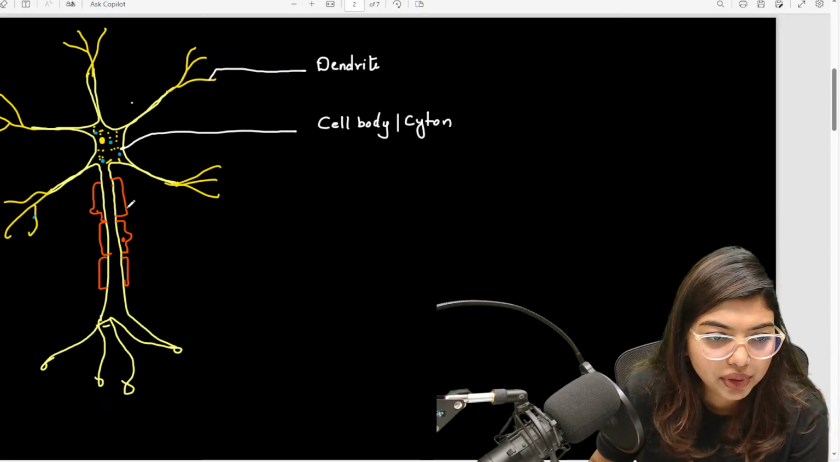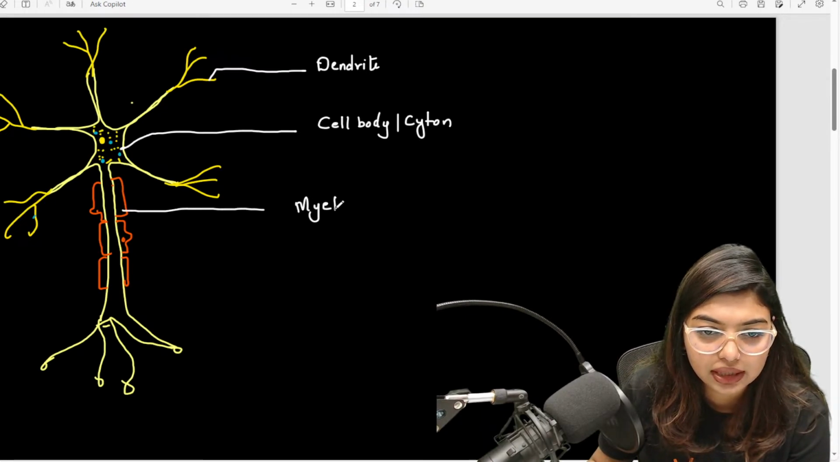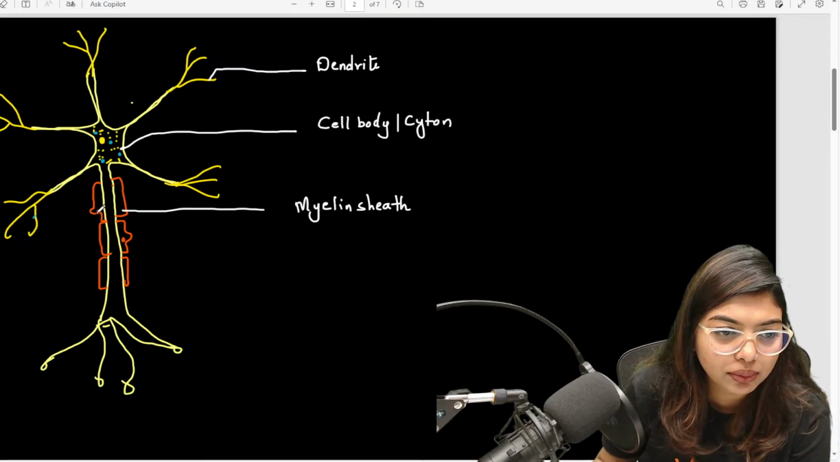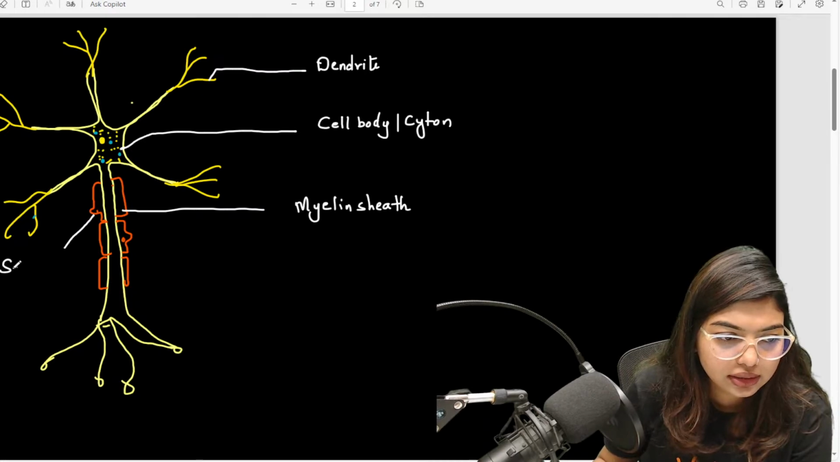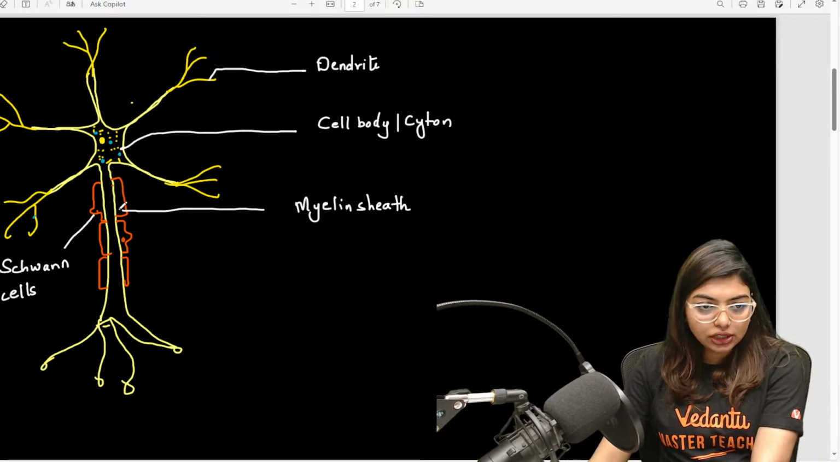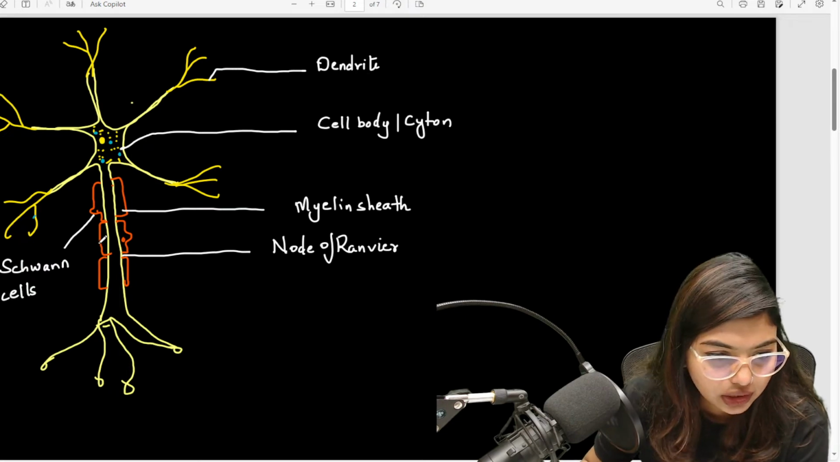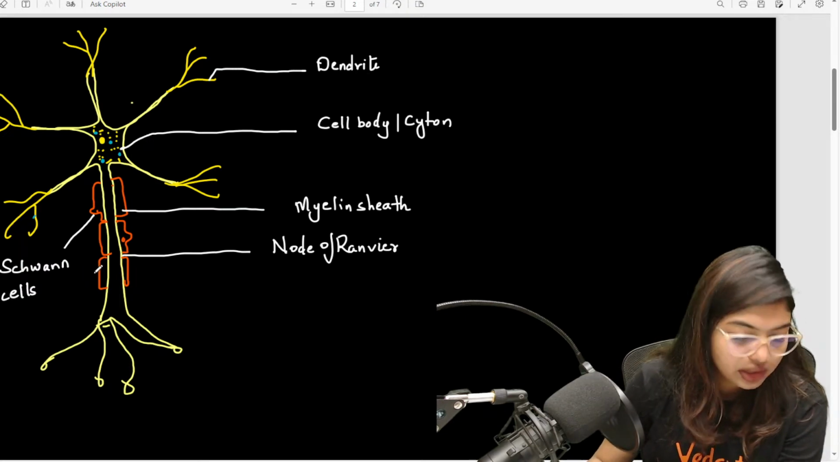Then students, if you come here, what you're seeing here is your myelin sheath. And this myelin sheath is secreted by whom? It is by your Schwann cells. Schwann cells will secrete the myelin sheath. Now, between two myelin sheaths, there is a space. That space is called nodes of Ranvier. Nodes of Ranvier, Ranvier also we tell. Because we have an actor named Ranvier, it will be easy for us to remember.